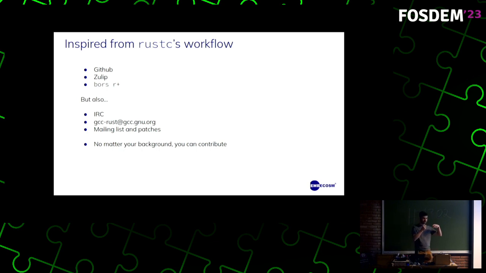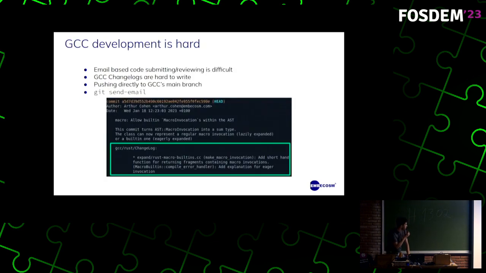The idea is that no matter your background, whether you're a very young Rust developer who's only used GitHub, or, sorry Thomas, a dinosaur who's used IRC and mailing lists, you can send patches, and we'll accept them, review them, and make sure that your contributions get accepted. So GCC development is hard. I experienced that firsthand because I'm not an IRC and mailing list kind of guy. I'm a GitHub kind of guy. And sending patches via email, getting reviews, submitting them, and so on, is very, very hard.